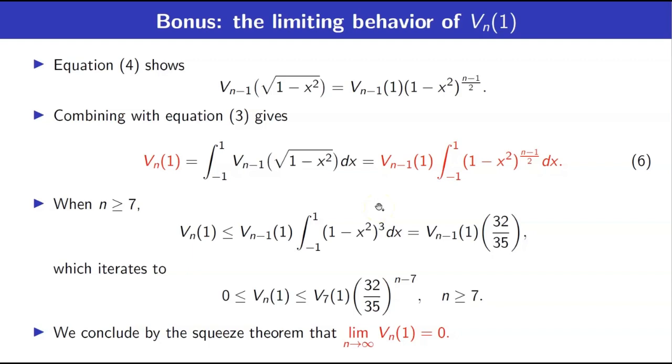Why? Because if n is made smaller, we're actually making the integrand bigger, so we can replace this equality here with an inequality in this direction. When the integral is evaluated, which is easy to do since it's a polynomial, we get v sub n is less than or equal to v sub n-1 of 1 times 32 over 35. Iterating this down n minus 7 times, we see that v sub n of 1 is bounded by a geometric sequence that decays to 0 in the variable n. So by the squeeze theorem, the limit is 0.